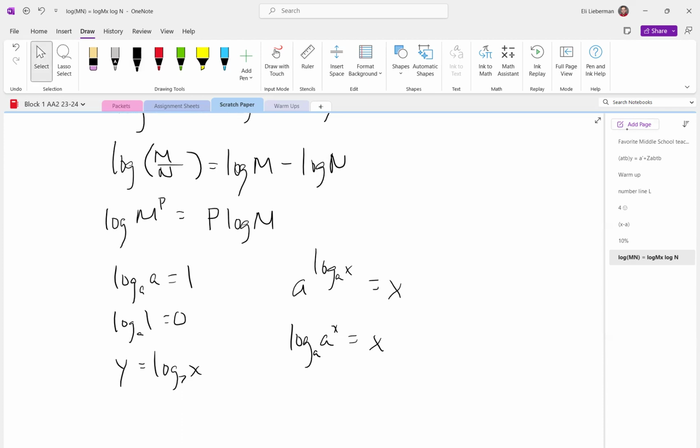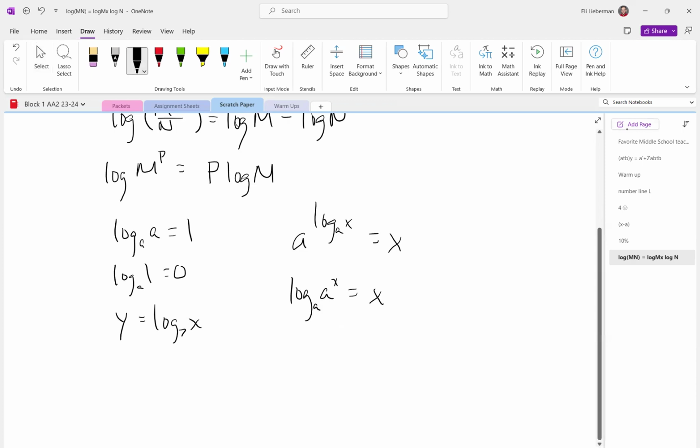Oh, the basics. Yeah, the change of base. So we could say that log base a of m is equal to, if we want a log base b, log base b of m on the top and log base b of a on the bottom. That's just a different way of expressing logarithms if you want to change the base.